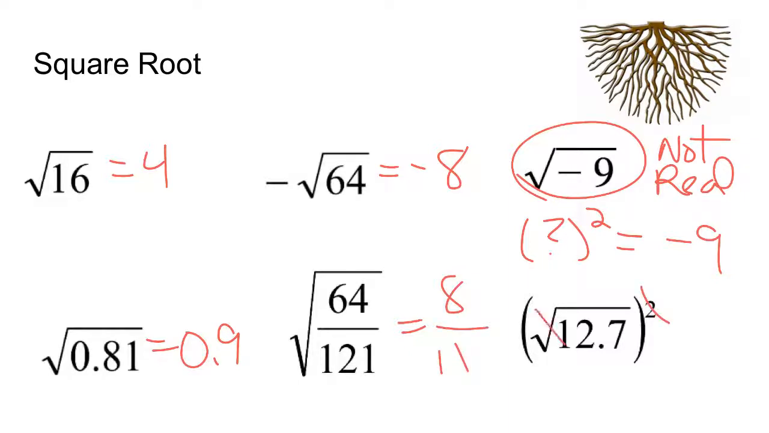On the last one, we have a square and a square root that cancel. You don't need a calculator on this. The answer is 12.7.